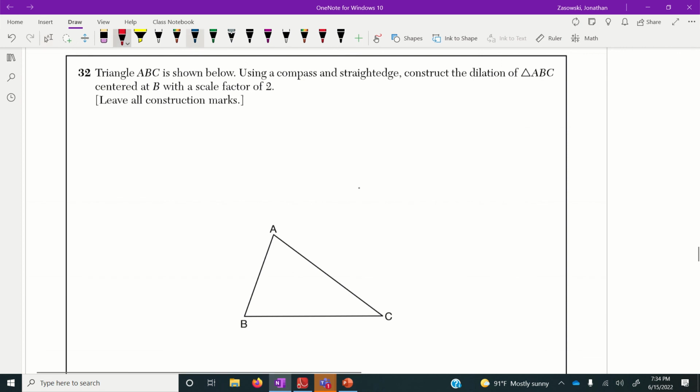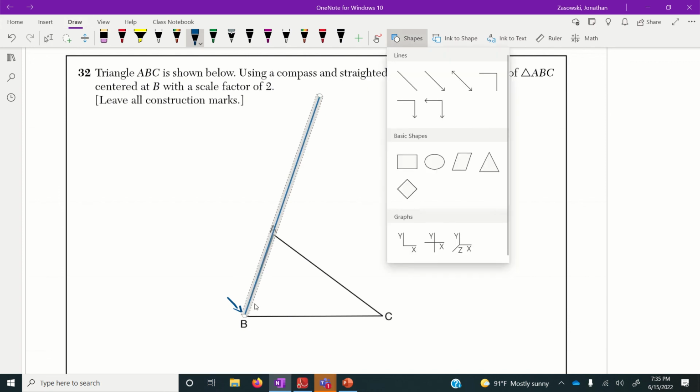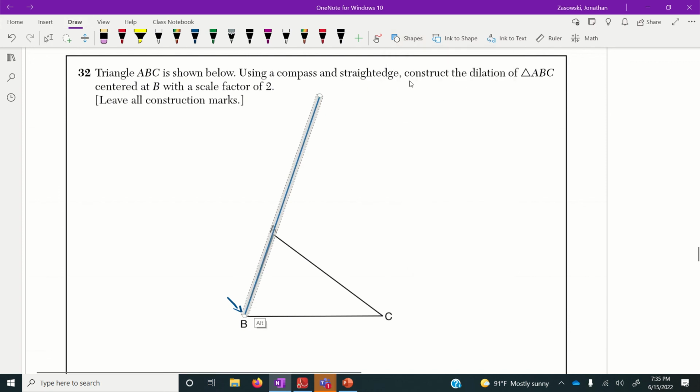So what we're going to do is we're going to take our compass, okay? We're going to put the sharp point at B. Before we begin, we are going to extend the line away from B, going out, okay? And then on BC, away from C here, going out as well. And then we're going to take our compass.